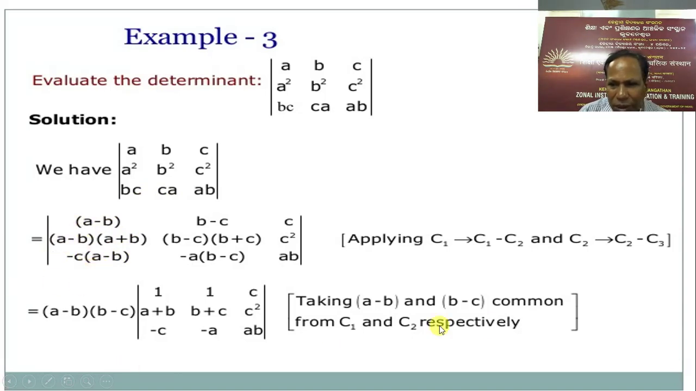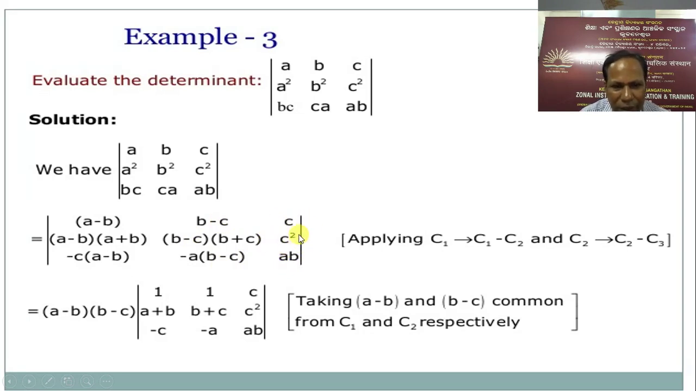That means we have arranged them in such a way that we are getting A minus B as the common factor. Now the second column, C2 replaced by C2 minus C3. So it will be B minus C, B square minus C square, which is B minus C into B plus C, and it is CA minus AB. Taking minus A common, it becomes B minus C. Again we have arranged them so that we are getting B minus C as a common factor. And the third column C, C square and AB remains as it is.